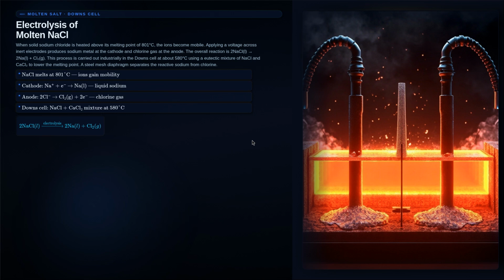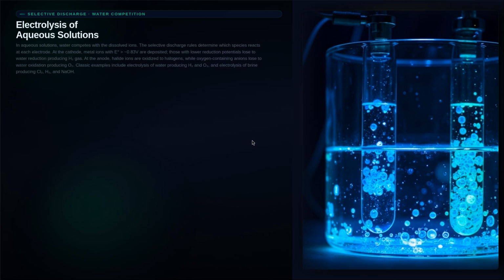This process is carried out industrially in the downcell at about 580 degrees Celsius, using a eutectic mixture of NaCl and CaCl2 to lower the melting point. A steel mesh diaphragm separates the reactive sodium from chlorine.